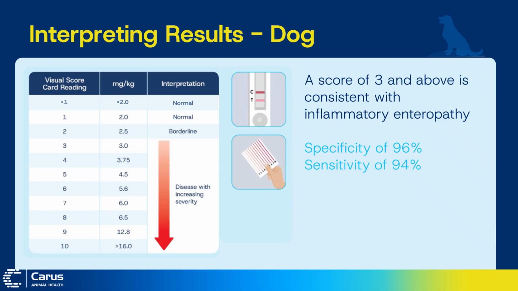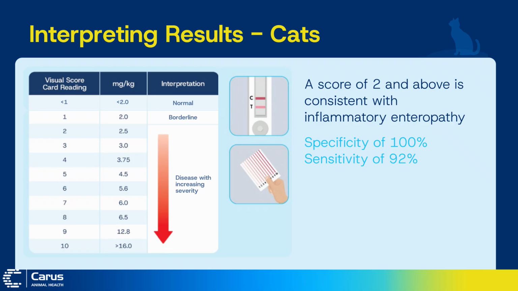As I've already said, 3 and above for dogs is inflammatory enteropathy, with increasing levels of inflammation as the number increases. And then with cats, it's exactly the same method of reading. It's just that in cats, it's a level 2 or above, which is positive for inflammation.